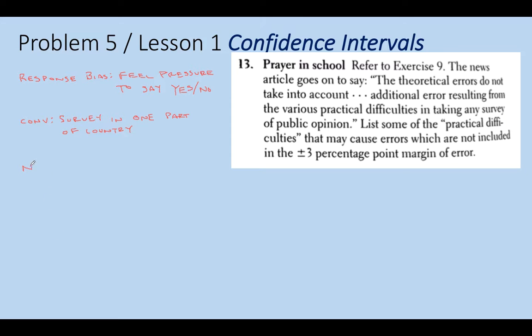And then I came up with one, non-response. What if you made the call on a Sunday morning when people who would likely be in favor of this would be at church? Well, they wouldn't be there to take your call. And so they would be underrepresented. So, all of these would be some reasons why, in addition to the plus or minus 3 percentage points for the margin of error, which just comes from mathematical margin of error, you might have these things in addition to that that might make the margin of error larger.